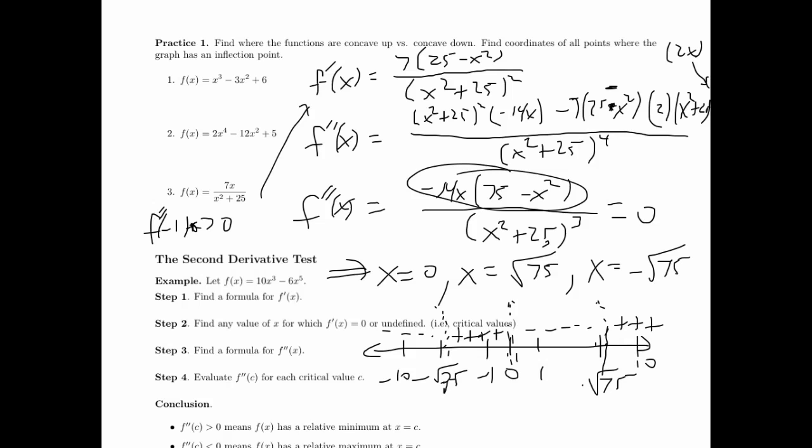So I can see that I have negative, positive, and so that gives me that the original function is concave up. So my original f is concave down from negative infinity up to the negative square root of 75, and between 0 and the square root of 75, my original f is concave up in the interval from negative square root of 75 to 0, and from the interval square root of 75 out to positive infinity. And so I do have inflection points at all three of these values.